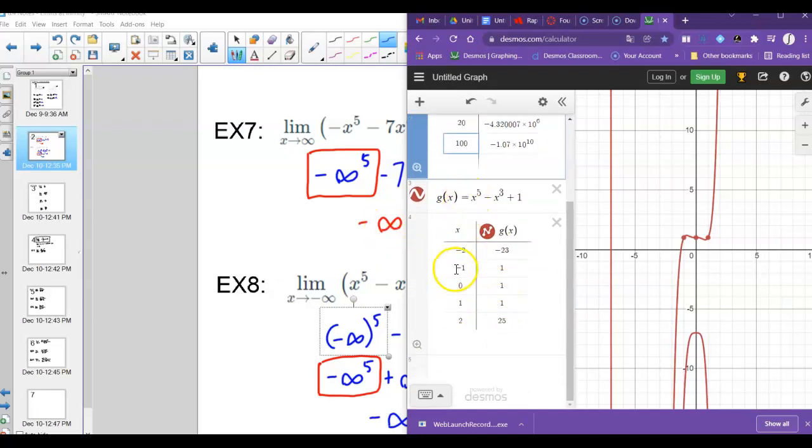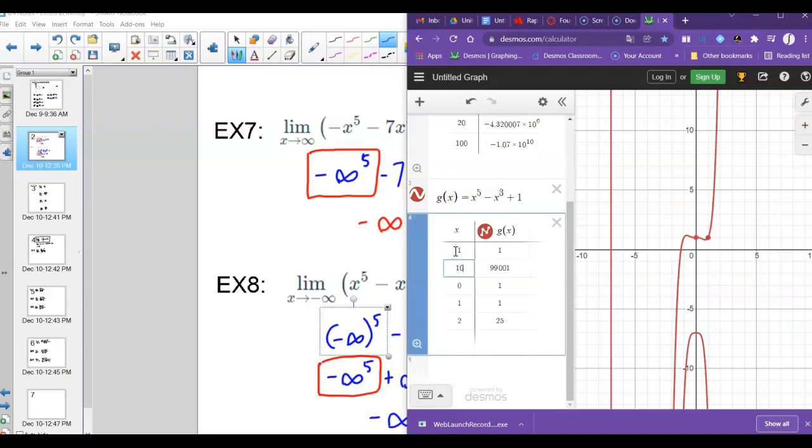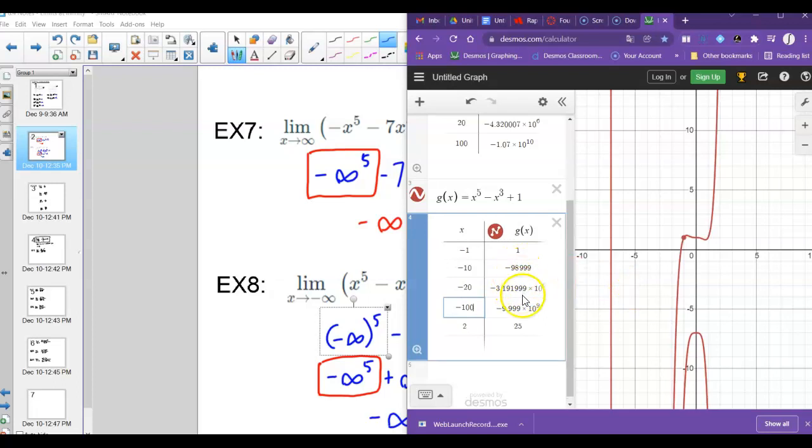And if we check with example 8, we can do that same thing. Oh wait, I'm sorry. We should approach negative infinity. So we should do -1, -10, -20, -100, and so on. And you can see these are becoming more and more negative. So we approach negative infinity here also.